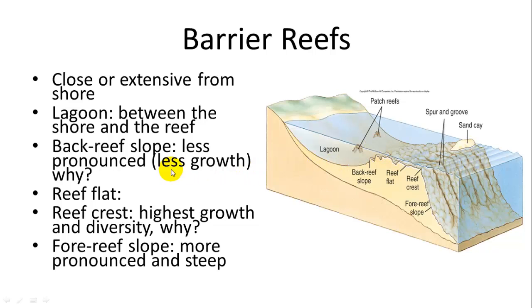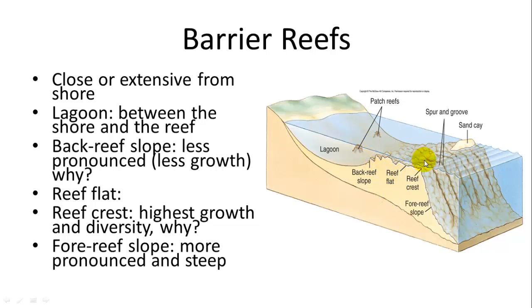And so you have a back reef slope, a reef flat, crest, and a fore-reef slope. The back reef slope is less pronounced, so this is where you have sediments from wave action going towards the shore, so you're not going to have a very steep slope on the back reef. Sometimes it doesn't go all the way to the shore because the wave action there is too strong and it's not going to allow the establishment of the coral.